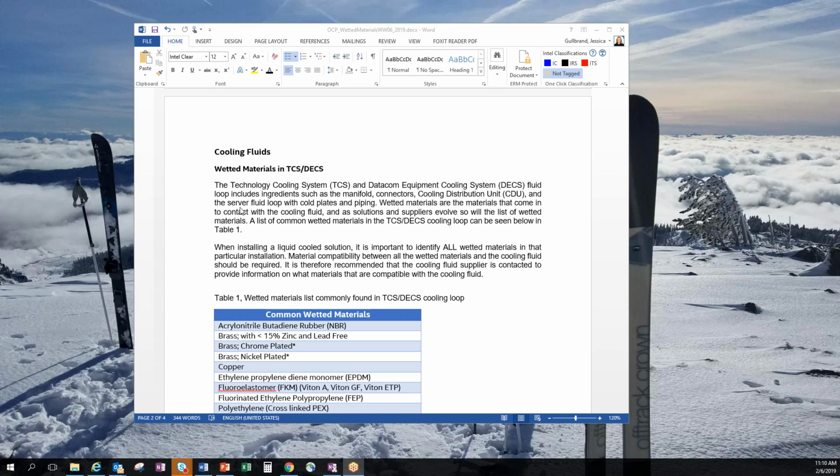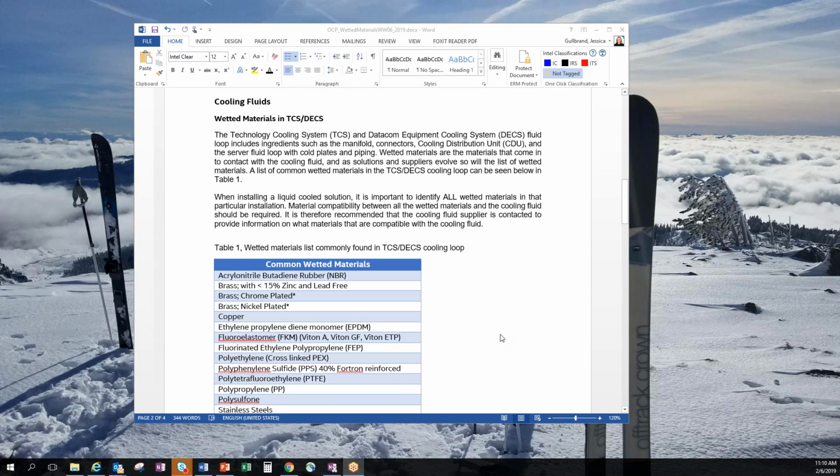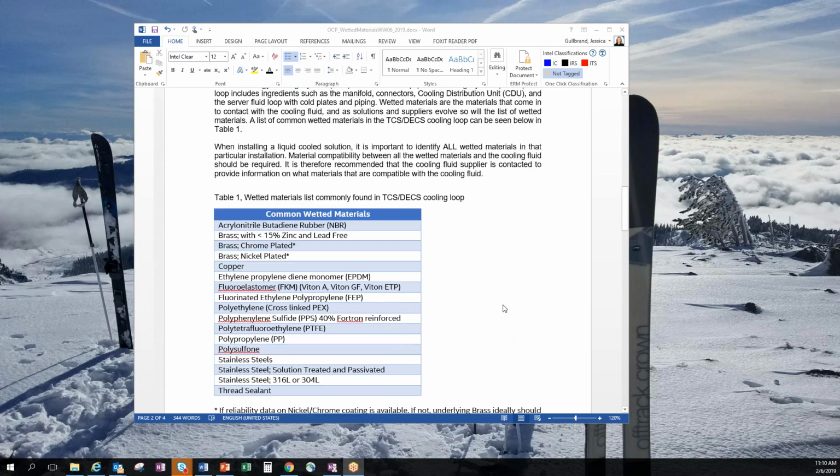I put together a list of some common wetted materials. It's a list that we have generated here at Intel, but we also submitted part of it to ASHRAE. So it can be seen, and we can also reference ASHRAE and say, okay, these are the materials that commonly occur in the TCS loop.